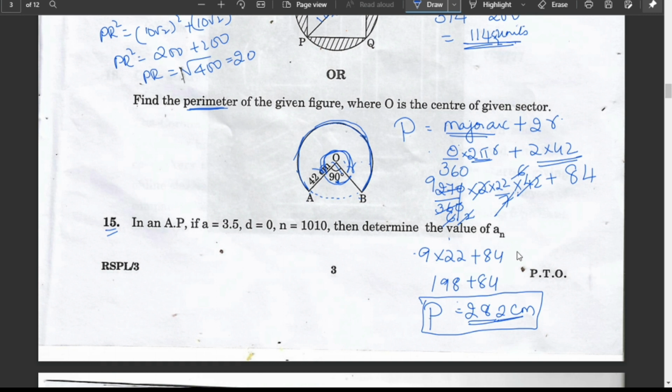15th question. If in an AP, A equal to 3.5, D is 0, N is 1010, determine the value of AN. Children, here when they give you so big N and D is 0, check out. AN equal to A plus N minus 1 D. AN we have to find out, 3.5. Do not even substitute N, make this 0 because D is 0. So what is AN? 3.5. Done.